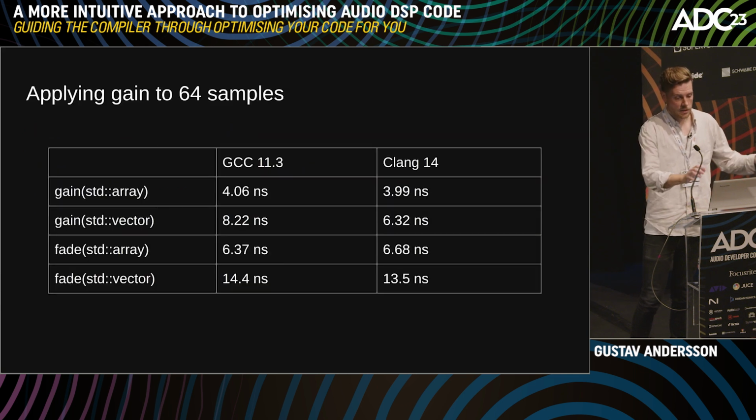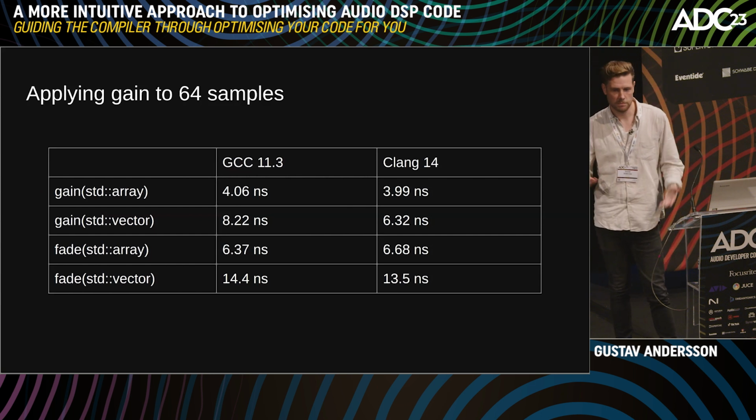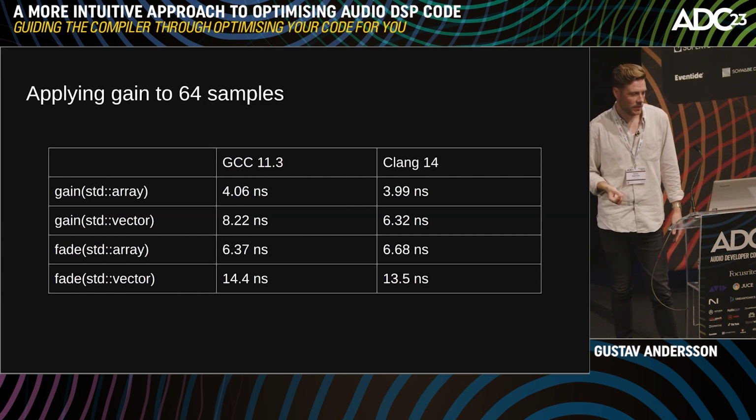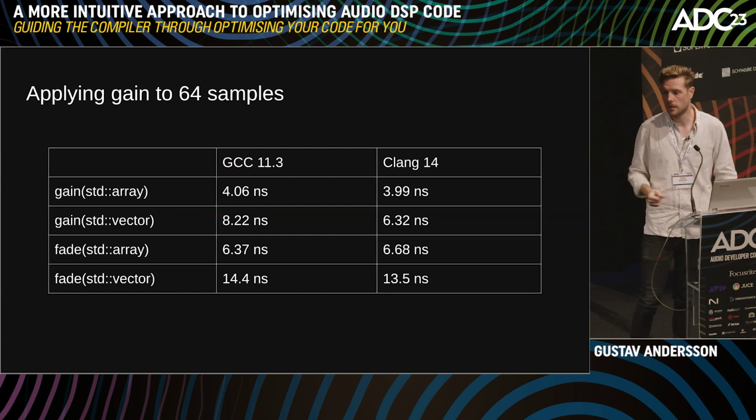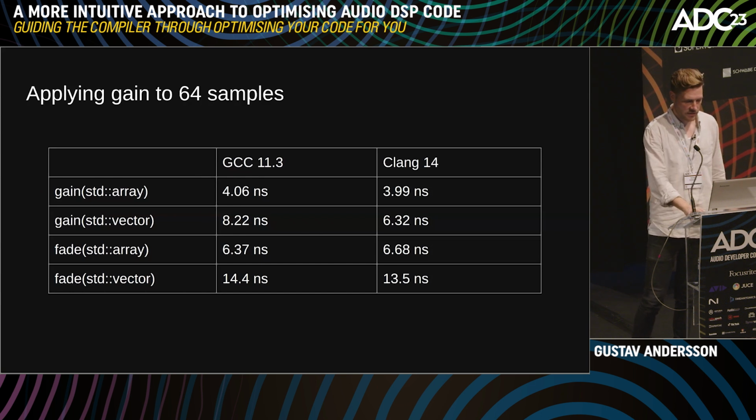So if you benchmark this, you'll quickly see that it's about twice as fast with the std::array than the std::vector. Even though the std::vector is actually partially vectorized and made very efficient, so it's still very fast, but if you have a fixed buffer size, it's going to be even faster.